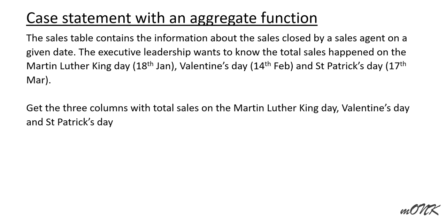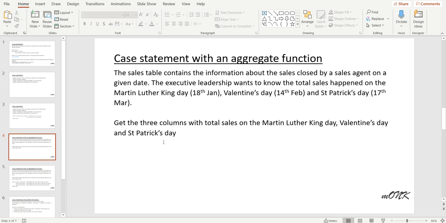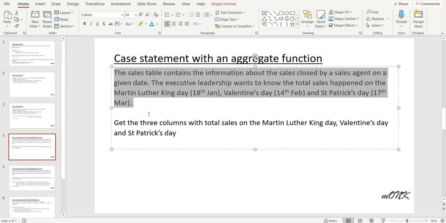There is a sales table that contains information about the sales closed by the sales agents on a given date. The executive leadership wants to know the total sales that happened on Martin Luther King Day, Valentine's Day, and St. Patrick's Day. So what we have to do is get 3 columns with total sales on these 3 particular days. Let's get back to pgAdmin, and before that let's copy the question.